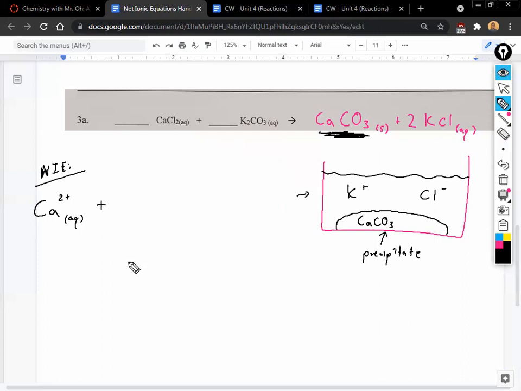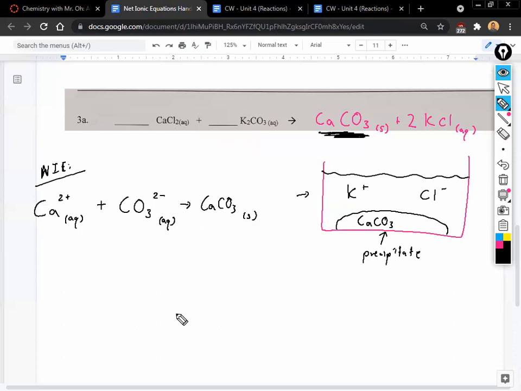All right, and then we're going to add that to, what's the other ion that we should write for the reactant? Yeah, carbonate, CO3, and the charge is going to be 2 minus. And what's the state of matter for this guy? Aqueous, good. And then that's going to form calcium carbonate, and that's the solid, okay? So that's going to be your net ionic equation.